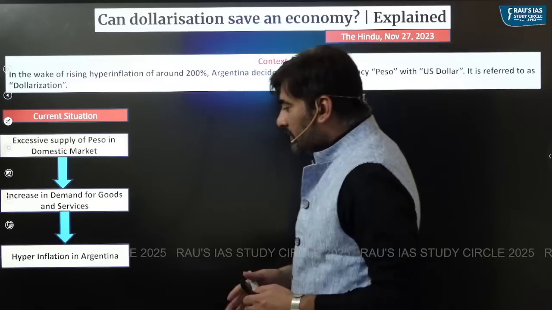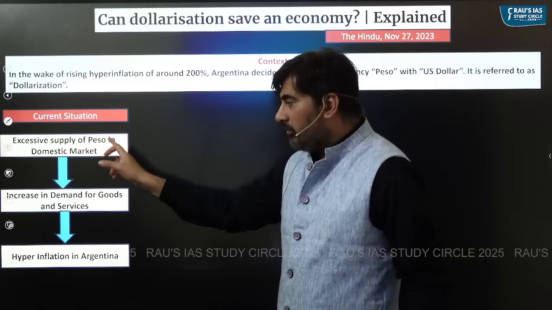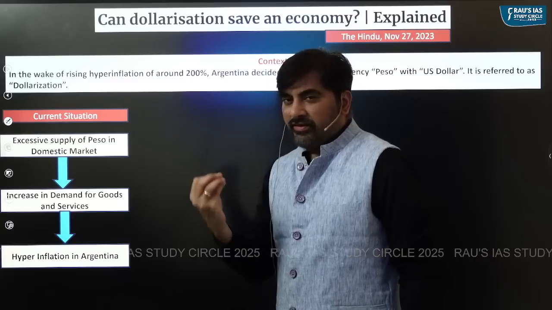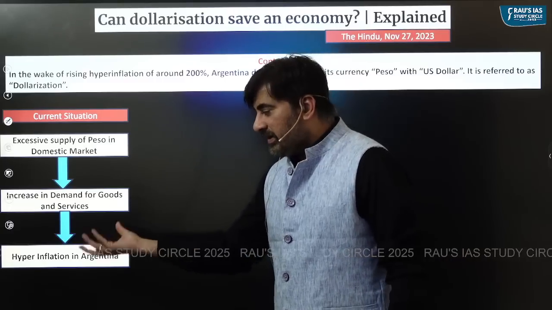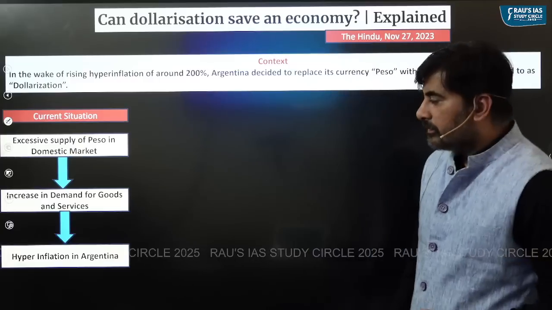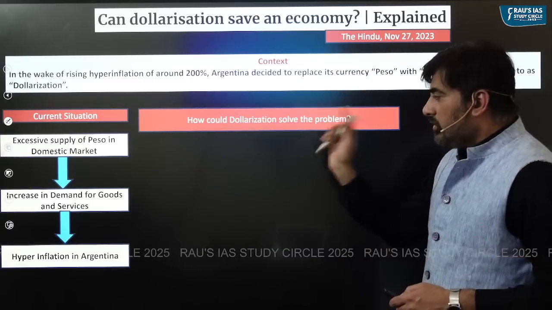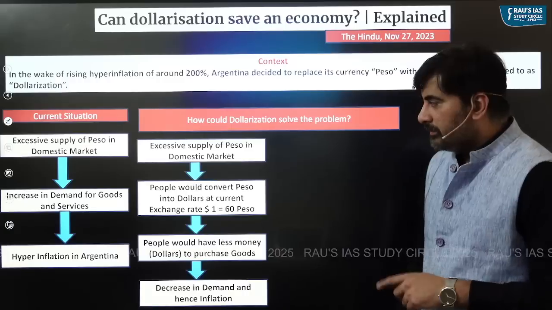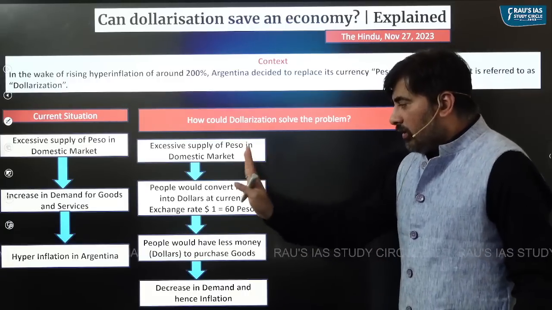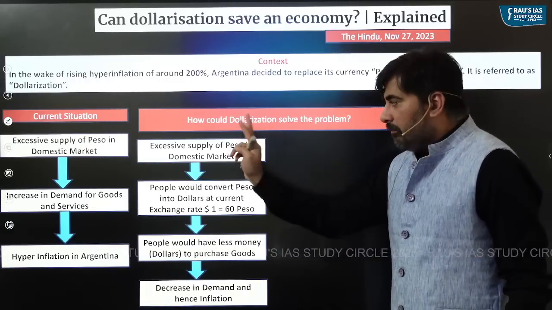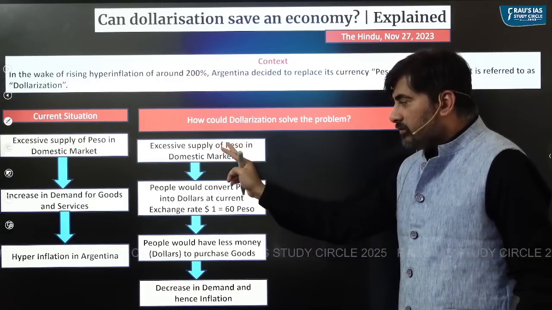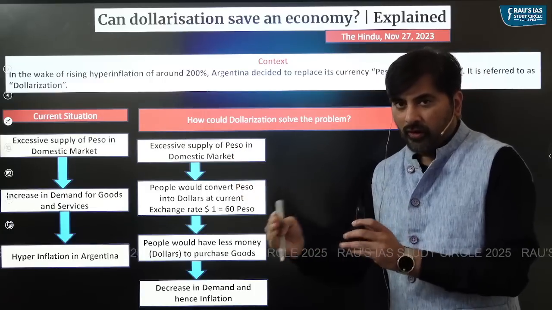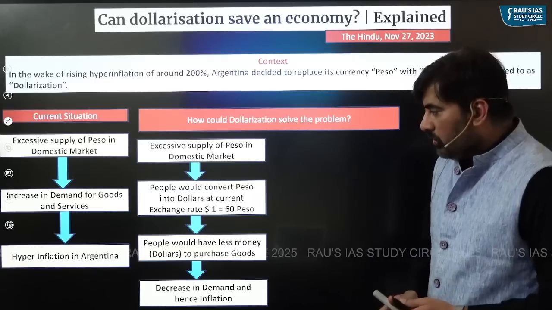See, right now, there is excessive supply of pesos in the domestic market. More supply means more demand. More demand means hyperinflation. So how is dollarization, the switch from peso to dollar, going to solve this problem? Now what will happen is, because there is excess supply of pesos in the domestic market, Argentina has said that it will shift to dollars. What will people do?